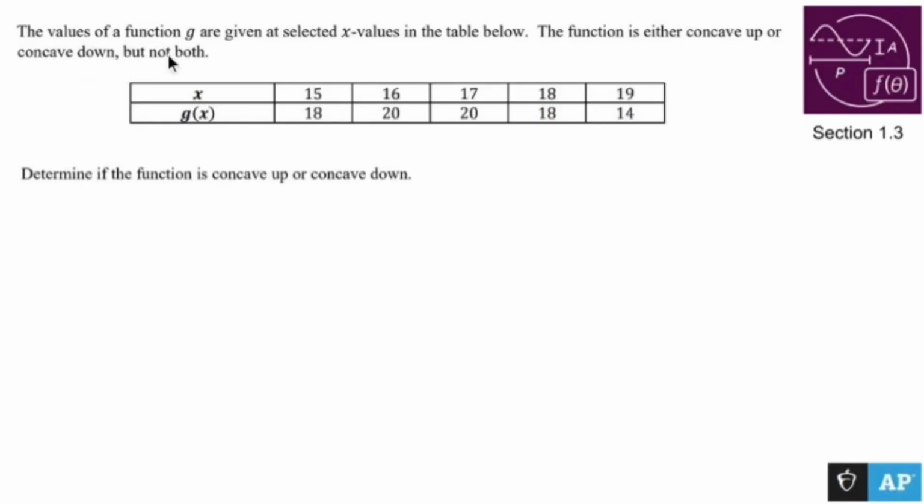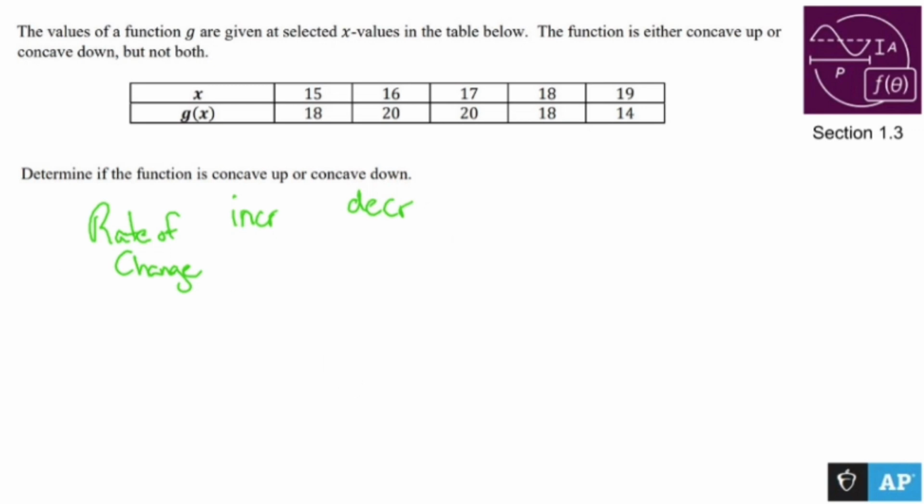The values of a function g are given at selected x values in the table below. The function is either concave up or concave down, but not both. Determine if the function is concave up or concave down. Well, something is concave up if the rate of change is increasing for concave up and decreasing for concave down.